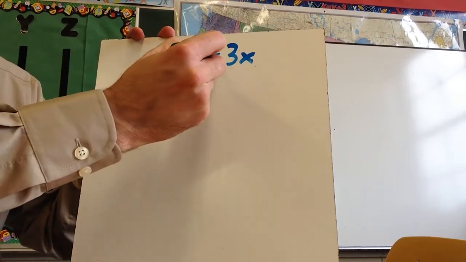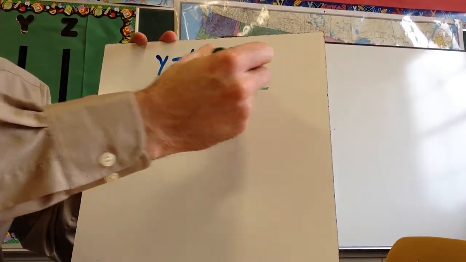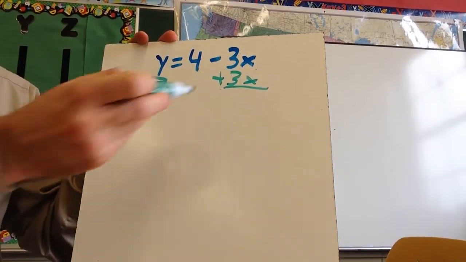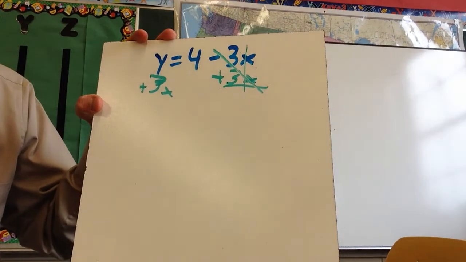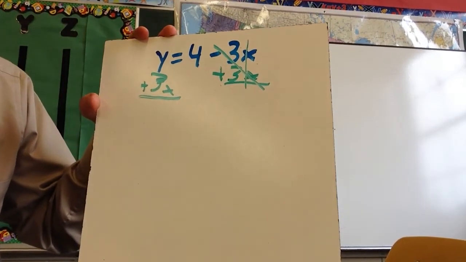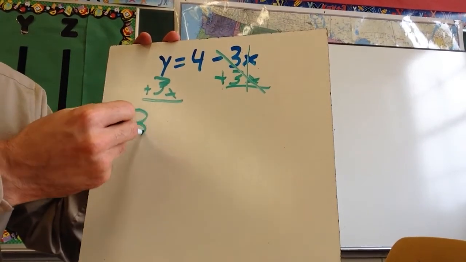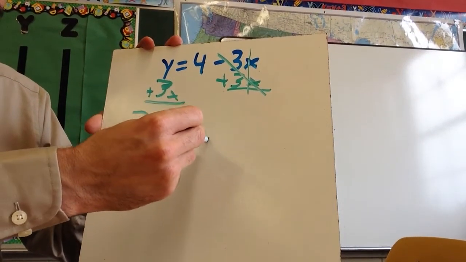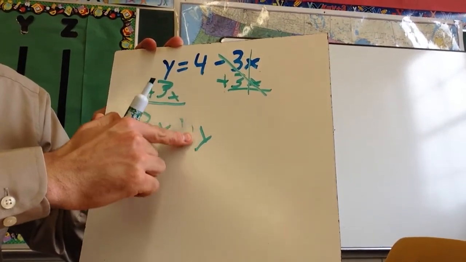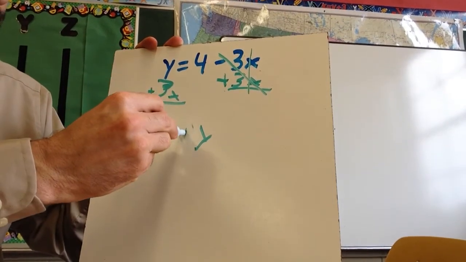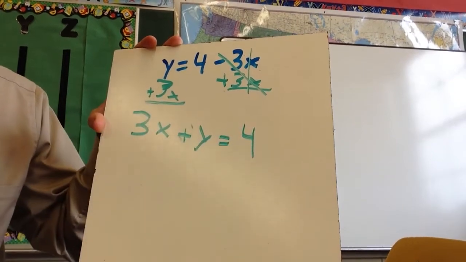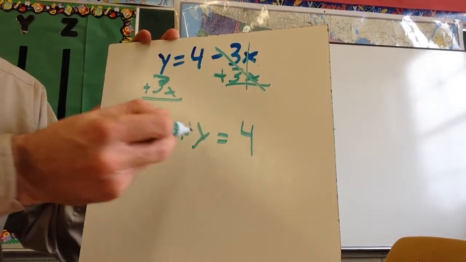So the first thing I want to do is add 3x to both sides. And when I do that, this will cancel out. Negative 3x plus 3x cancels out. And then over here I have y plus 3x. Keep in mind this is not 3xy. This is just 3x plus y. Sorry, it should be a plus. Equals, and then this 4 is coming down. So I got 3x plus y equals 4.